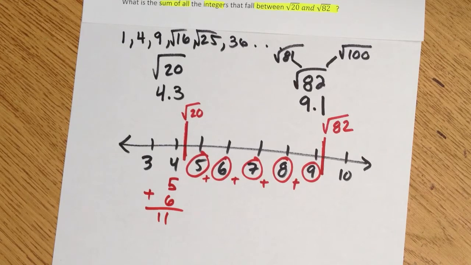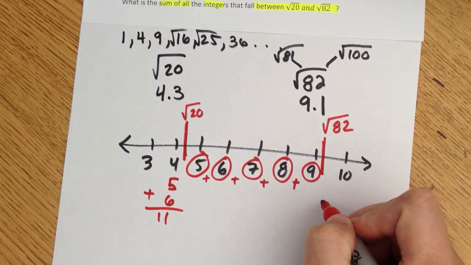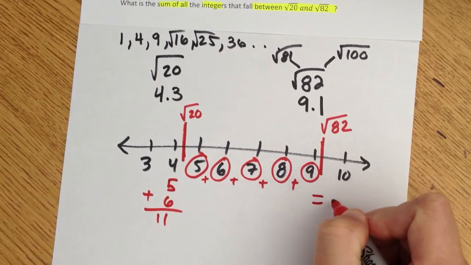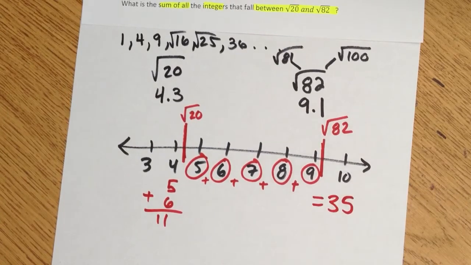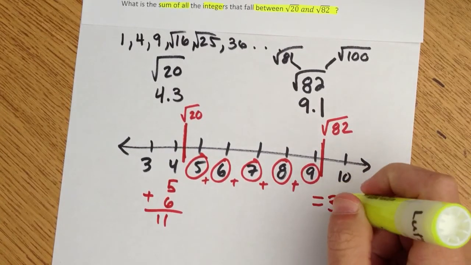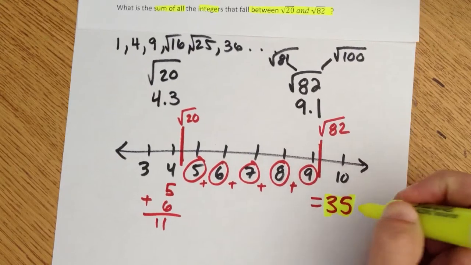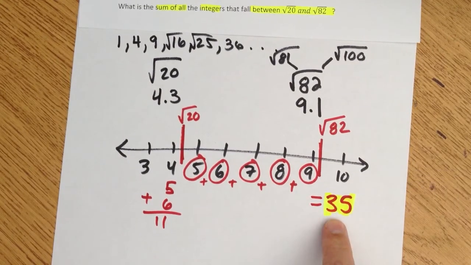Okay? So when I do 5 plus 6 plus 7 plus 8 plus 9, I get the sum. And when you get that sum, you actually end up with a sum of 35. So the sum of all the integers between the square root of 20 and the square root of 82 is 35.